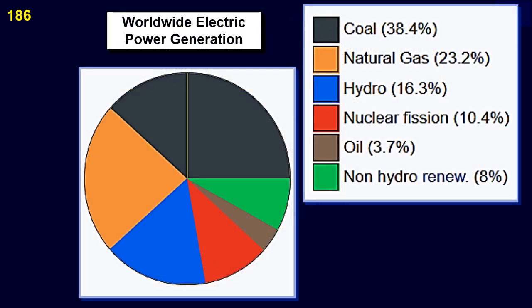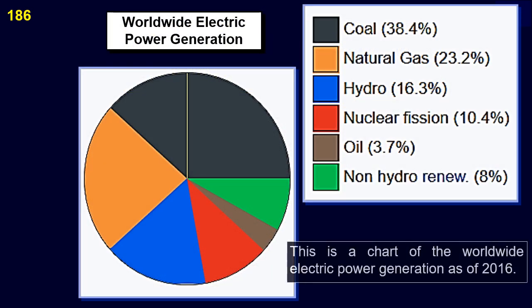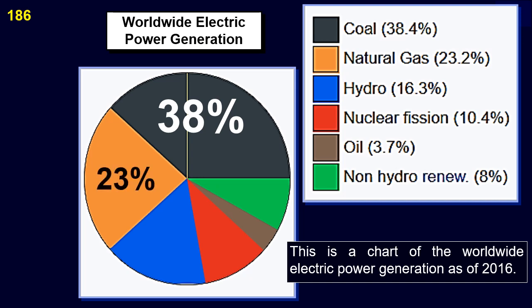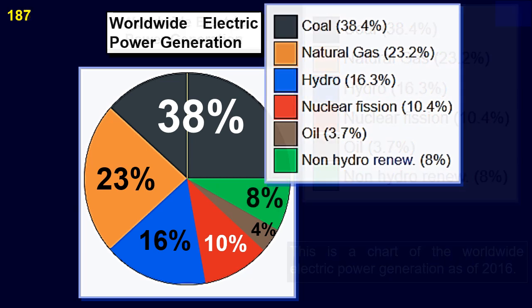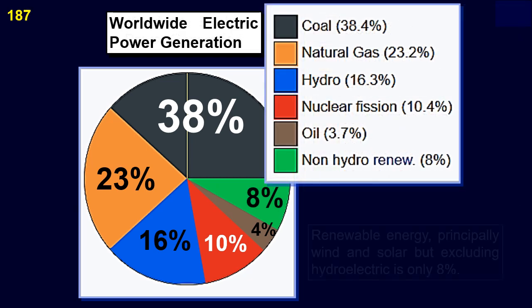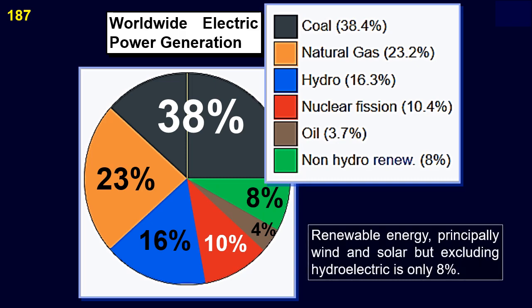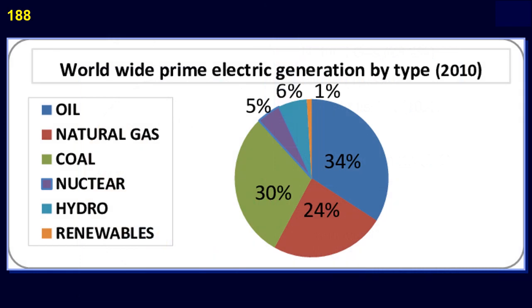This is a chart of the worldwide electric power generation as of 2016. Coal leads at 38%. Then natural gas at 23%, hydroelectric at 16%, nuclear at 10%, and oil at 4%. Renewable energy, principally wind and solar but excluding hydroelectric, is only 8%. This is the worldwide electric generation by type.